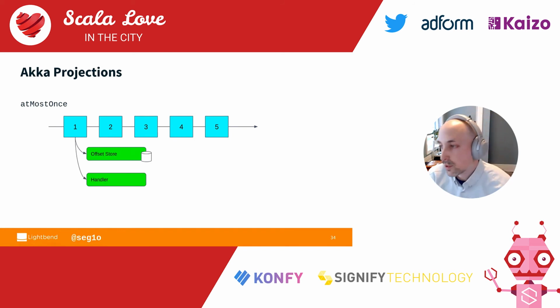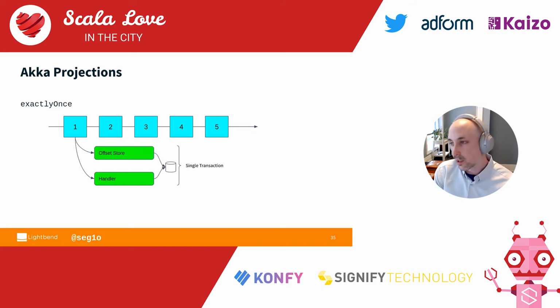And at most once sort of flips this workflow where we always store the offset before we process it in the handler. And by doing this, we can guarantee that a message is processed at most once. If a failure occurs before the handler is processed, the failure scenario would be we skip processing a message, but that might be acceptable in certain use cases.